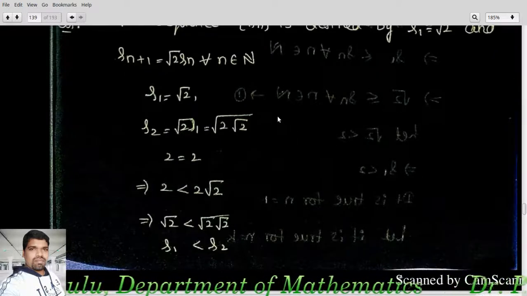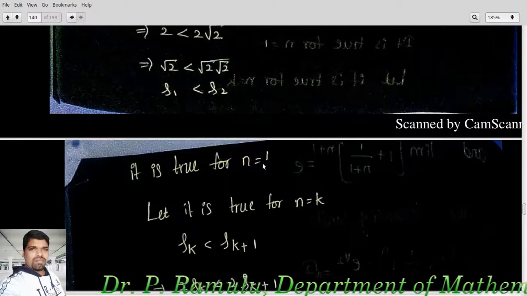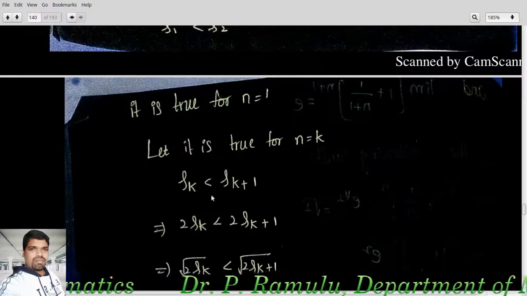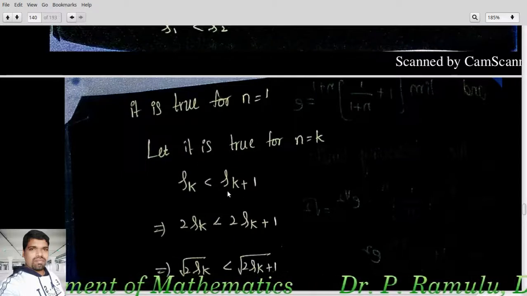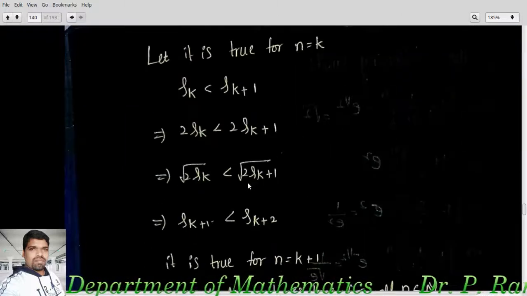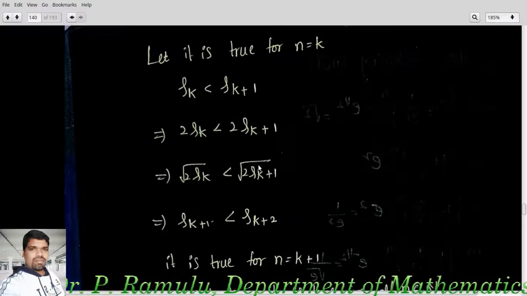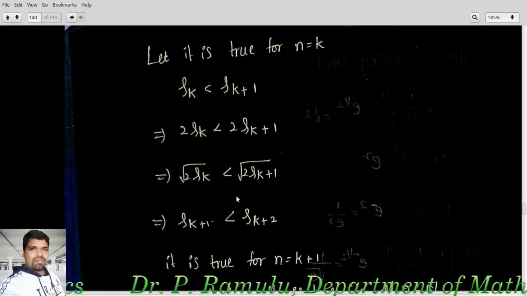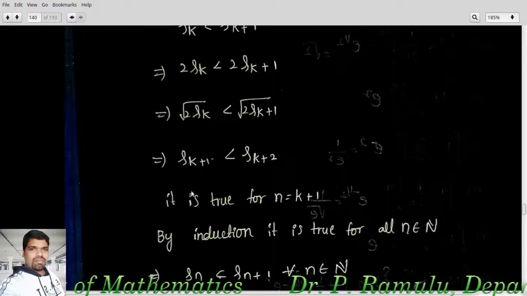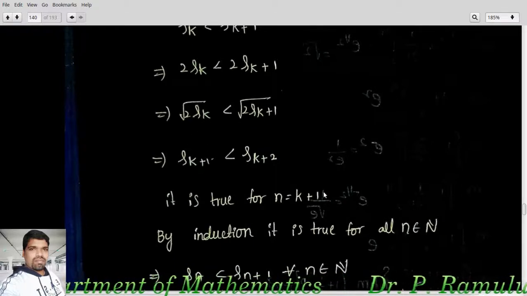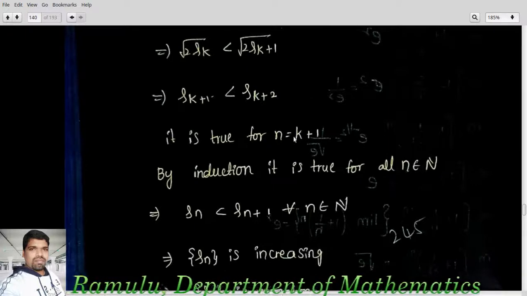I want to prove the relation Sn less than Sn plus 1 using mathematical induction. It is true for n equal to 1. Let it be true for n equal to k, that means I am assuming Sk is less than Sk plus 1. Multiplying by 2, 2Sk is less than 2Sk plus 1. Applying root, root of 2Sk is less than root of 2Sk plus 1. This is nothing but Sk plus 1 is less than Sk plus 2, because our problem is Sn plus 1 equal to root of 2Sn, and in place of n we have k. So it is true for n equal to k plus 1. By mathematical induction, it is true for all n belongs to N.